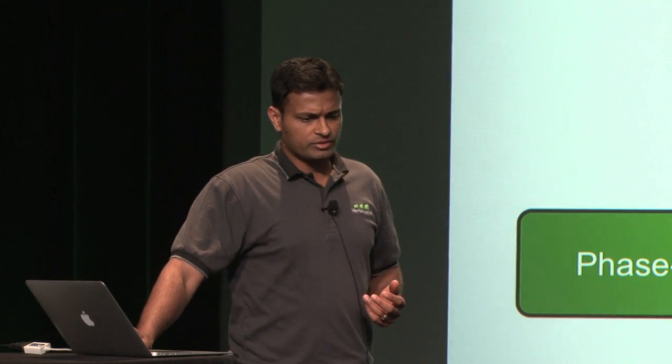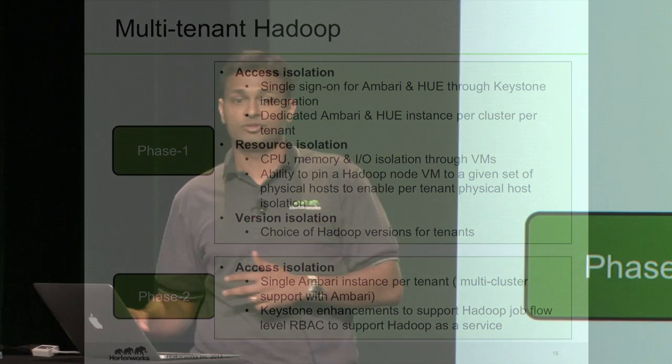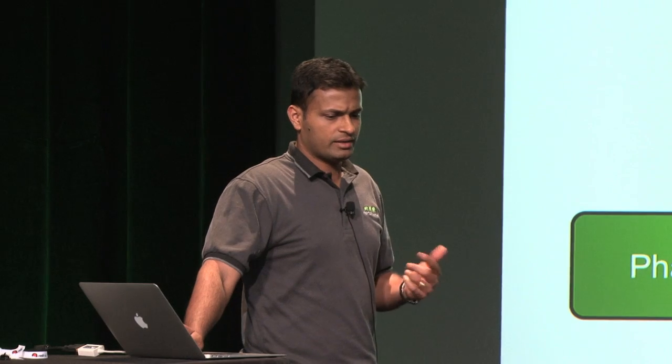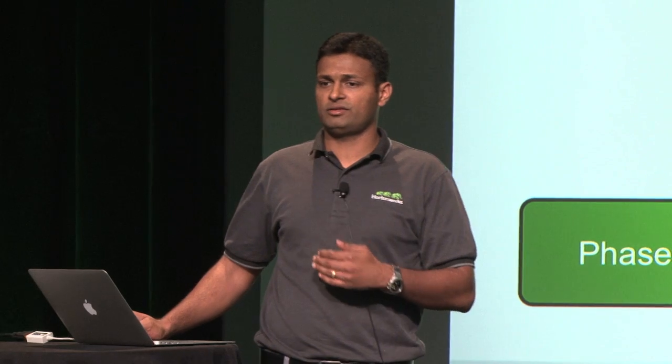For phase two of this effort, we will focus on providing a single Ambari management server per tenant. So in phase one, as you provision more Hadoop clusters, there will be a different instance of the Ambari management server spun up for each instance of the cluster. But for phase two, we will collapse that down to a per tenant basis, there'll be only one single Ambari management server. So you don't have to deal with the overhead of managing multiple management servers. And then there is, of course, the enhancement needed to integrate with Keystone, so you can do authentication and authorization at the job flow level.